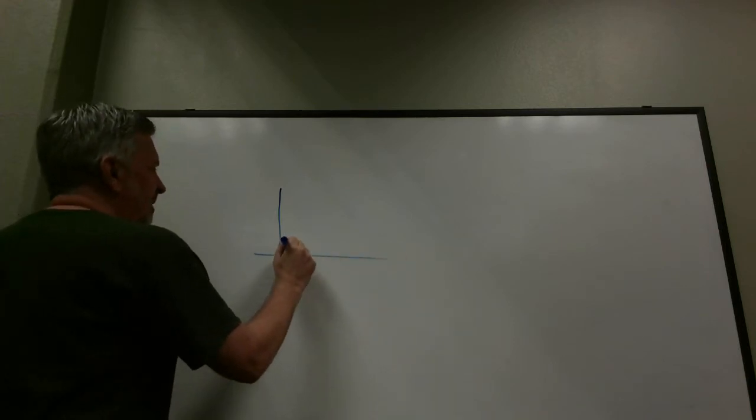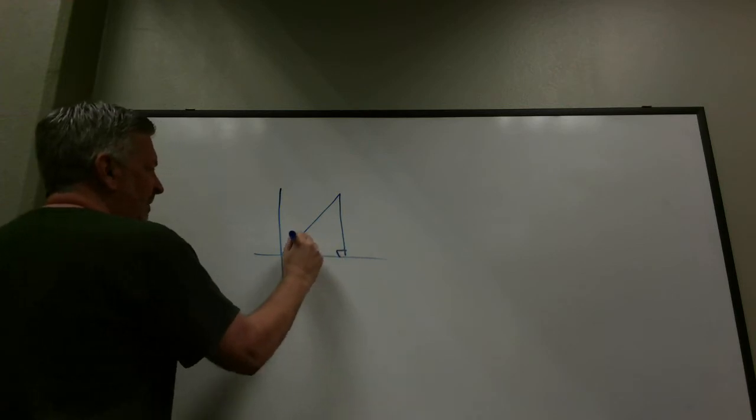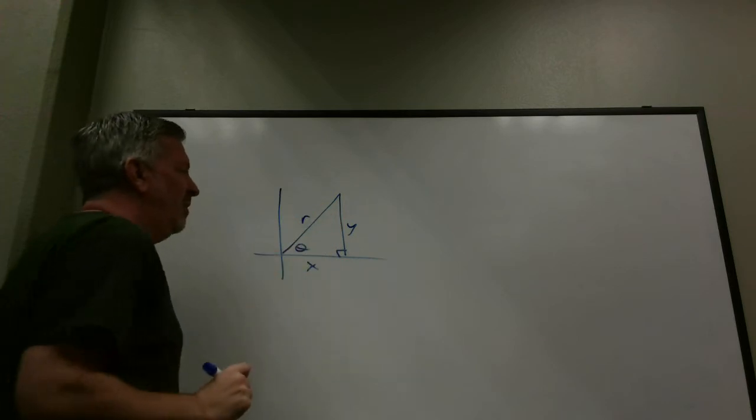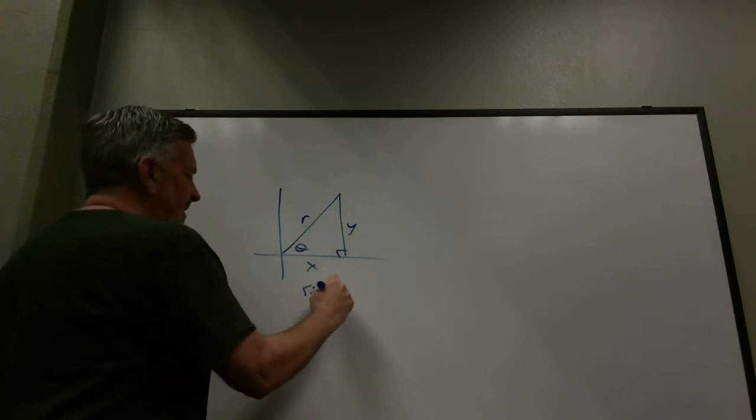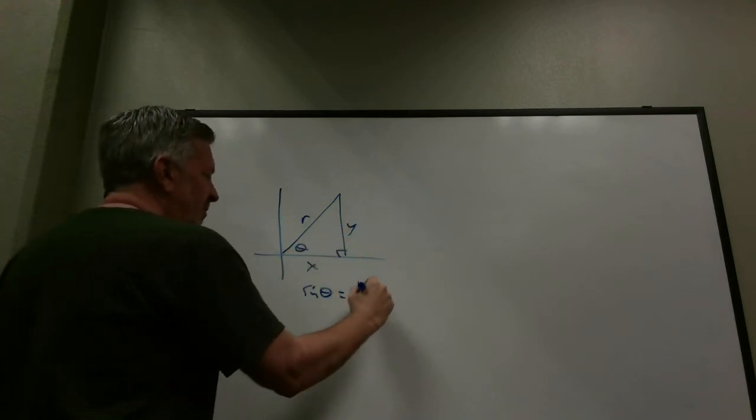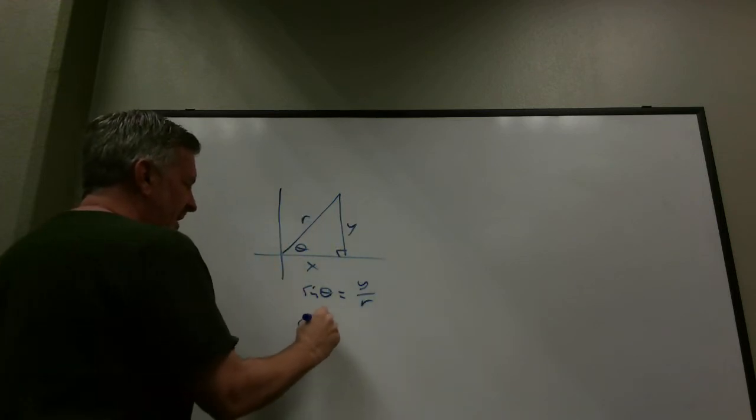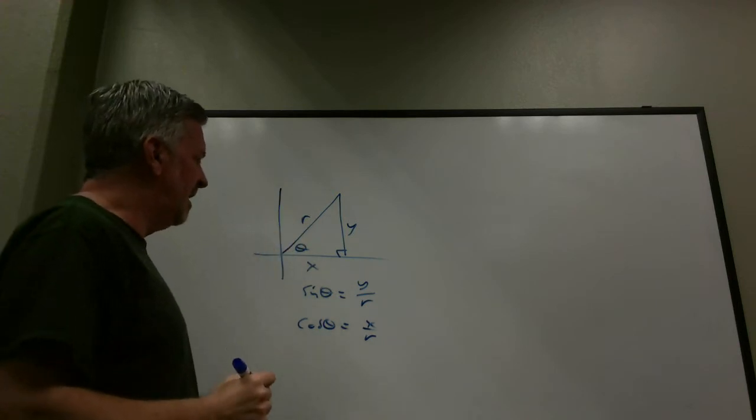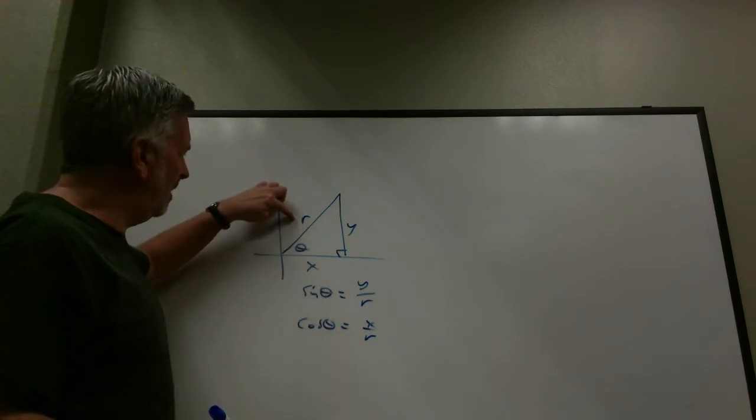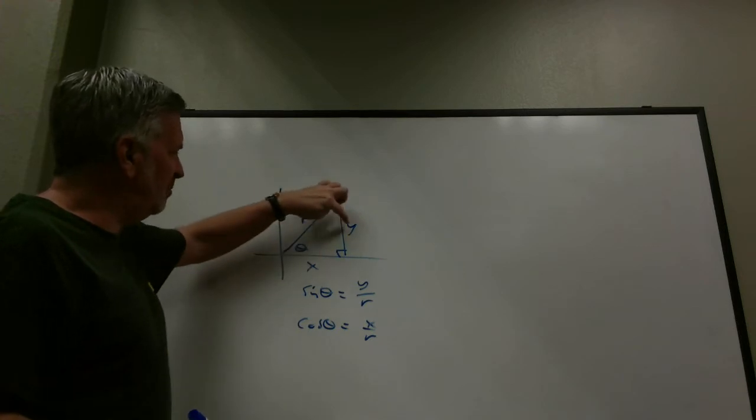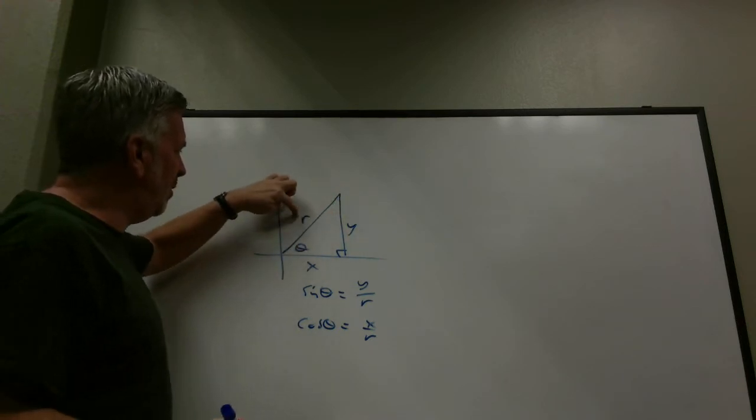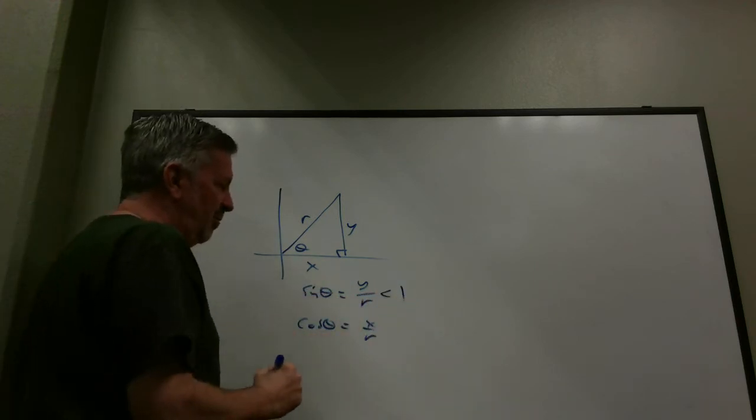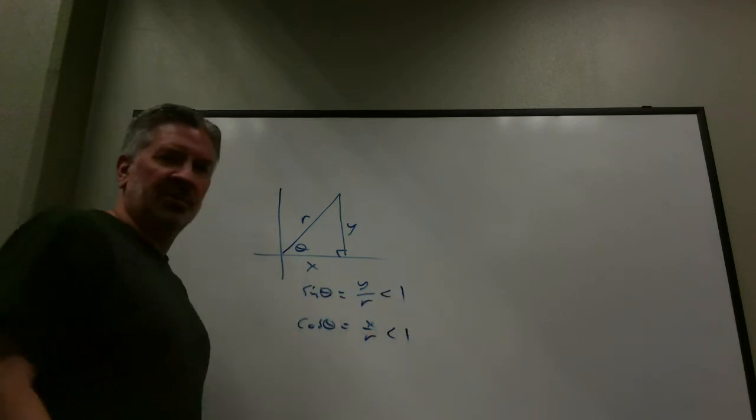For example, suppose I had just an angle here, theta, in the first quadrant. Well, we have x, and we have y, and we have r. If I take sine of theta, notice sine of theta is y over r. It's the opposite over hypotenuse. And cosine of theta is x over r, the adjacent over the hypotenuse. But how do x and y compare to r? Well, r is the length of the hypotenuse. X and y are the length of the legs. X and y are both less than r. So if you take y and divide by r, you're going to be strictly less than 1. And x over r will also be strictly less than 1.